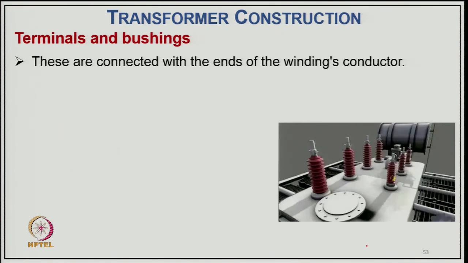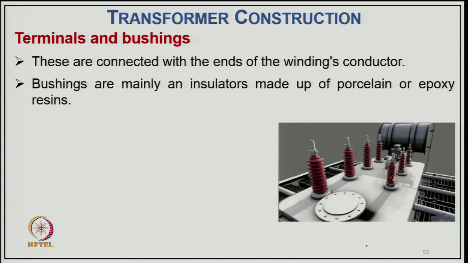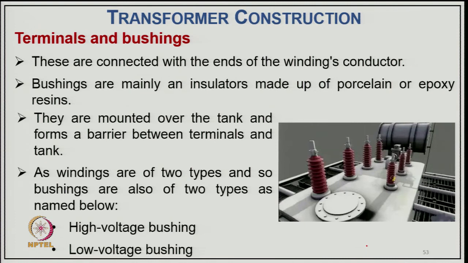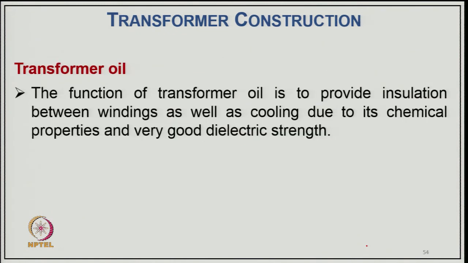Now, terminals and bushings. These are connected with the ends of the winding conductors, and bushings are mainly an insulator made of porcelain and epoxy resin, and they are mounted over the tank and form a barrier between terminals and tank. As windings are of two types, the bushings are also of two types, namely high voltage and low voltage. So, you can say low voltage bushing and high voltage bushing.